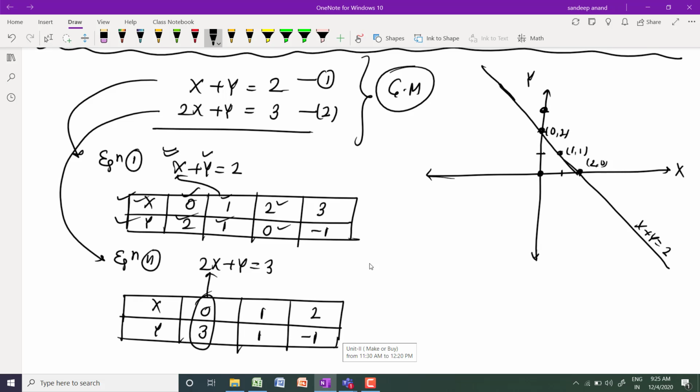Now the second point, x equal to 1, y equal to 1, I have already plotted. Now the third point is what? The third point is x equal to 2, y equal to minus 1. Minus 1 means here, this point. Now, with these 3 points, I am going to draw one straight line. This straight line represents 2x plus y equal to 3.